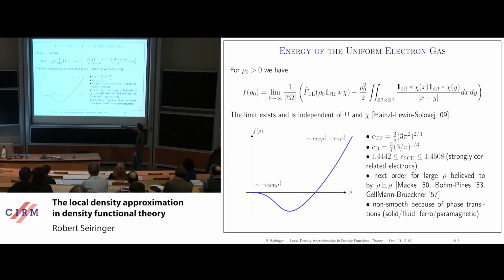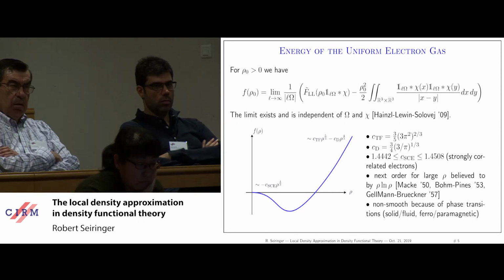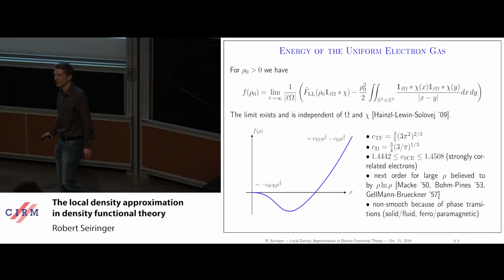So this is the sketch. I mean, that's how the function roughly looks. It's minus rho to the 4/3 and then it's rho to the 5/3. It's drawn here completely smoothly, but it's also expected not to be exactly smooth, because there are phase transitions in this system, right?